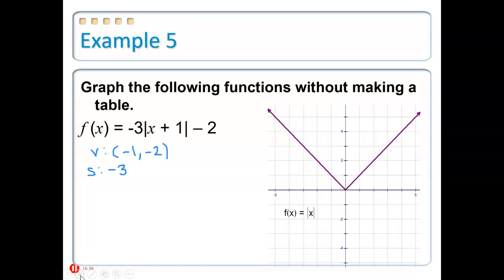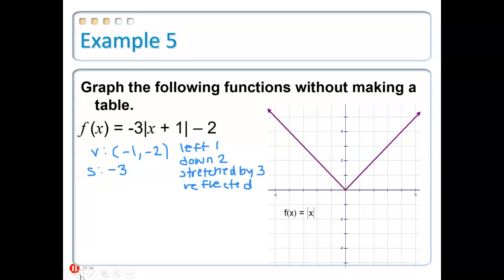So that -3 and that (-1, -2) tells me my graph went left 1, down 2, stretched by 3, and it's reflected over the x. So it's left, down, stretched, and reflected. I do ask you for the words. I want to know, what do all of those numbers mean?